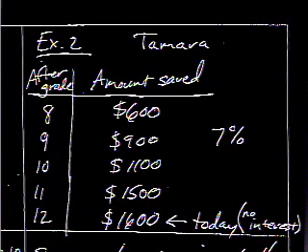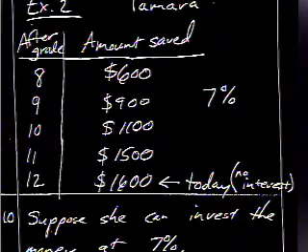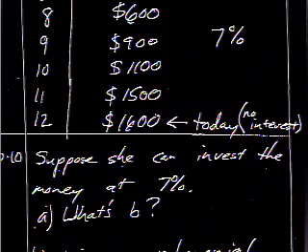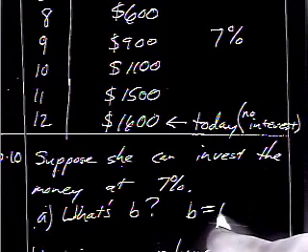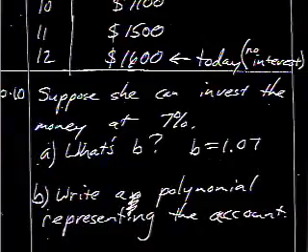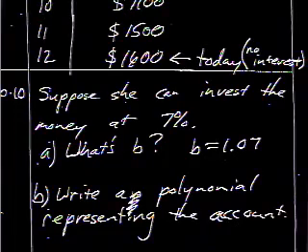So, if you are getting 7% interest, what is your multiplier? What are you multiplying by? Of course, we're multiplying by 1.07. We've talked about that before. It's kind of like the growth factor in an exponential growth function. Well, let's write a polynomial representing this account.